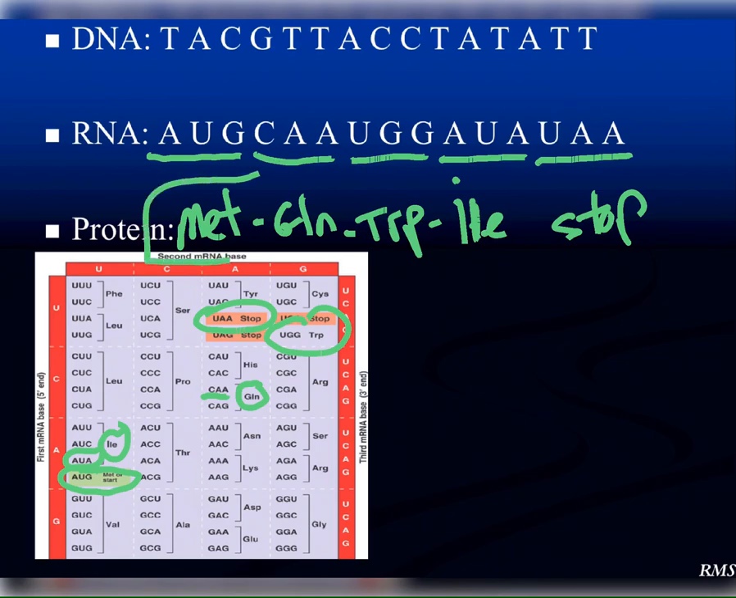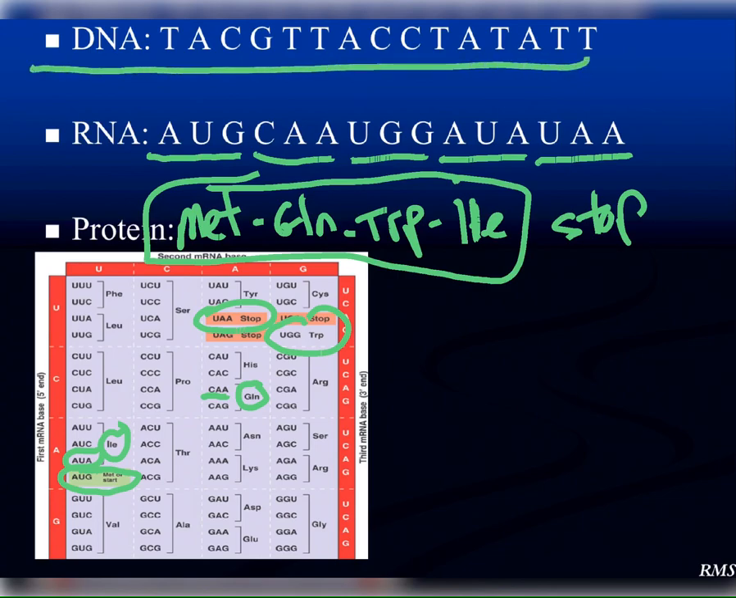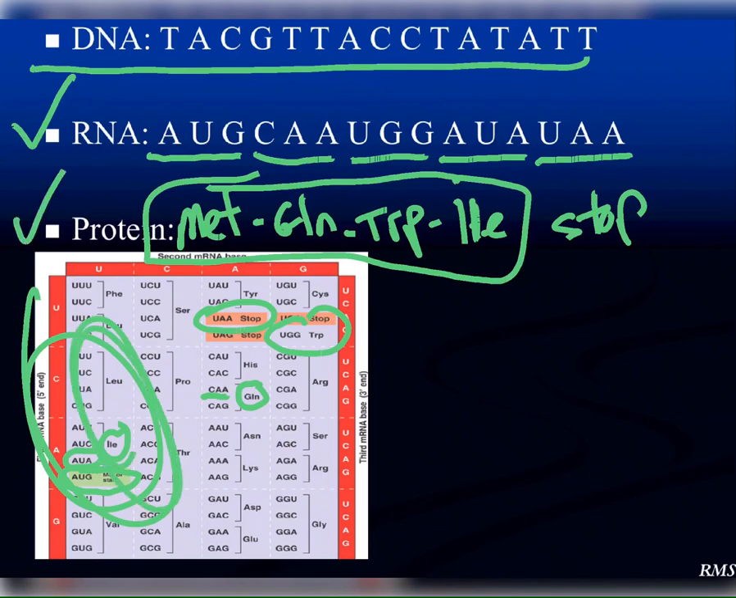So here is our protein. Remember, a protein is a chain of amino acids. It's methionine, glutamine, tryptophan, and isoleucine. That's our chain of amino acids. And that's what I expect to see on the test. If I give you the DNA, you build the RNA, and then using this chart, you build the protein. That chart will be provided. You do not have to memorize it.